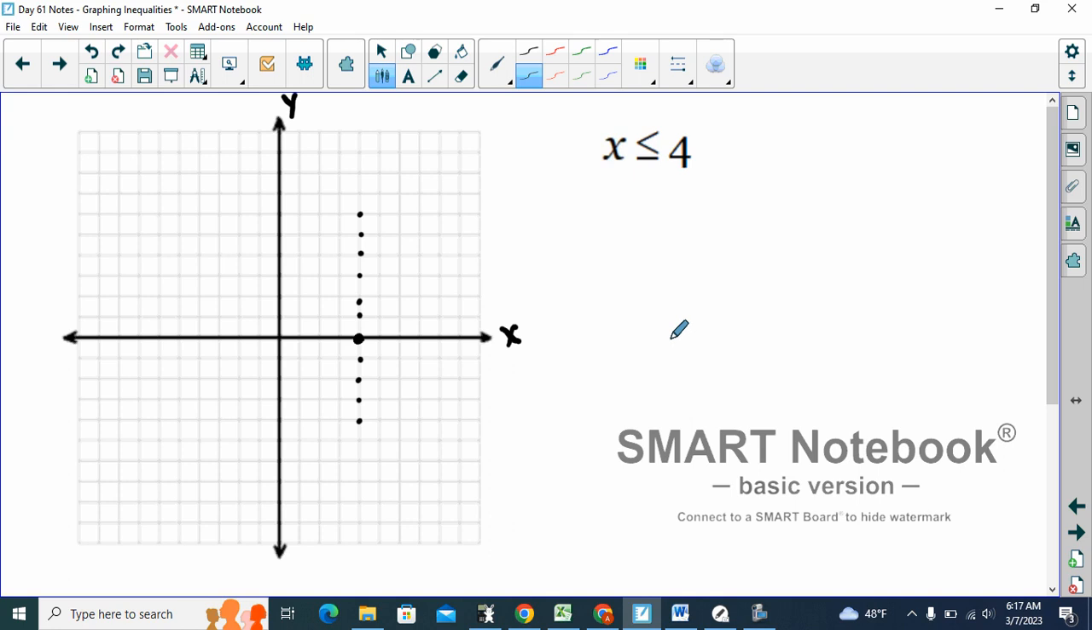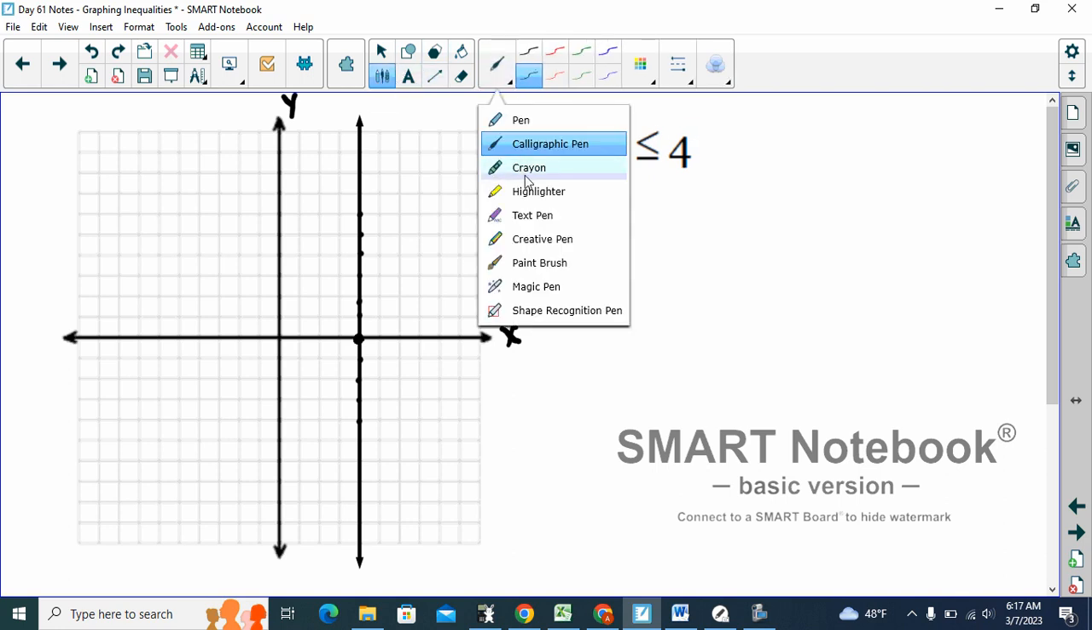Notice we have a vertical line in this case. It should be a solid vertical line. And we want the x values. When I talk about x values, now we're thinking about left or right. The x values less than 4. 4 needs to be bigger than the x values that I'm shading in. So my shading should be to the left.